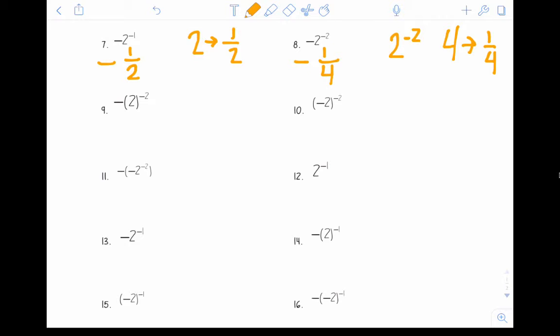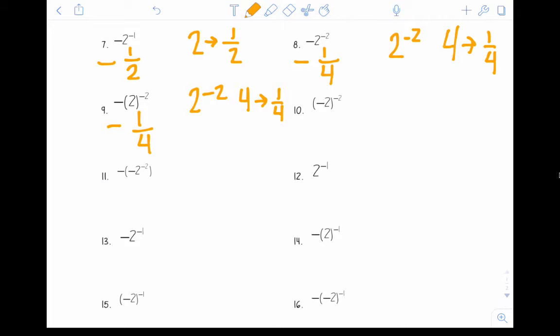Number 9, negative 2 to the negative second. Once again, it's a mean exponent, so that negative is still just hanging out in front. And then I still have 2 to the negative second. That negative in the exponent is saying what's the inverse of 2 squared? 2 squared is equal to 4. The inverse of 4 is 1/4. So this answer is once again negative 1/4.